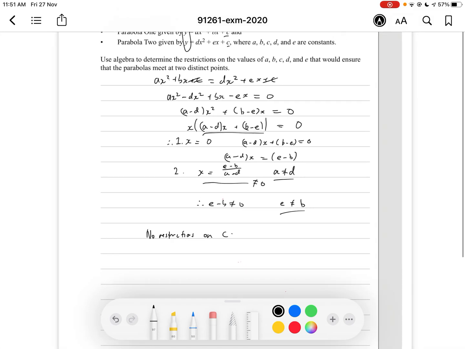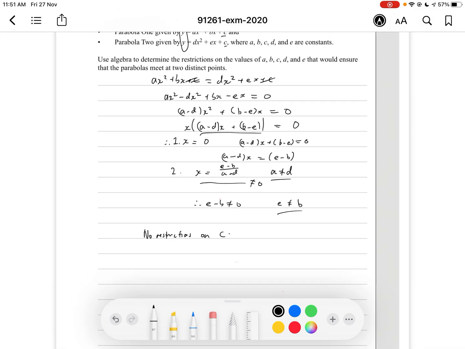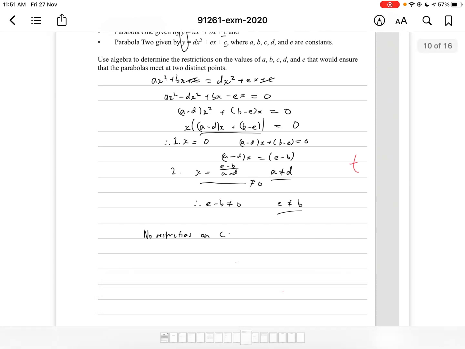So x equals 0 will always be a point where they intersect. And the other point where they intersect is x equals (e minus b) over (a minus d). We know a can't be equal to d, since that's going to give us a denominator of 0. And we also know that e can't be equal to b, since that's going to give us a repeated root. And that's really all we need for this question. That should be an excellence level question.